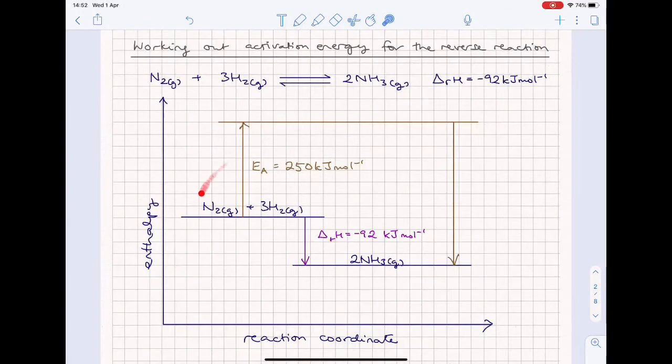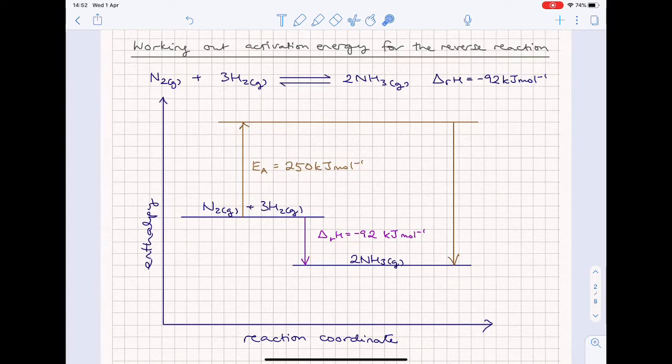Going back to this diagram, we notice that here's the activation energy for the forward reaction. So this is the energy put in to break the bonds and form the activated complex or the intermediates in the reaction. And this is the enthalpy change when the new bonds are formed. So this is the energy release when we form new bonds. This is the overall enthalpy change of the reaction, which is minus 92 kilojoules per mole. We're given the activation energy as this value.